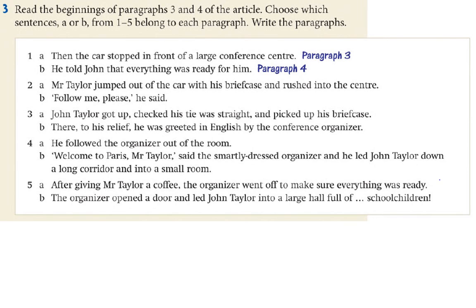We have paragraph 3 and paragraph 4. Paragraph 3 should come before paragraph 4. So the sequences of events should be in chronological order. An example, sentence 1: we have two sentences, A and B. One of them belongs to paragraph 3 and the other belongs to paragraph 4. Let us read the beginning of both paragraphs.